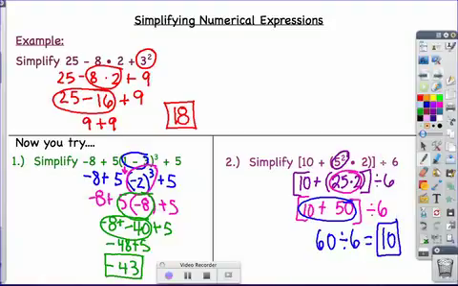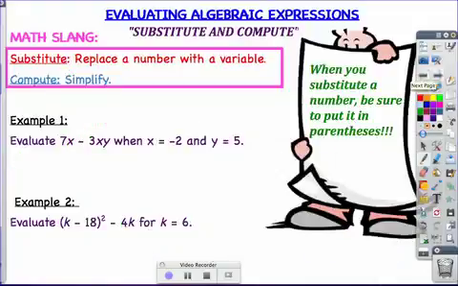Evaluating algebraic expressions. For these, we substitute and compute. Substitute. You may know this word from our everyday language. Substitute, like a substitute teacher, means to replace something. So you're like replacing your classroom teacher with a substitute teacher, or subbing in a player in a basketball game. In algebra, it's when you replace a variable with a number. Compute is another word for simplify or evaluate.